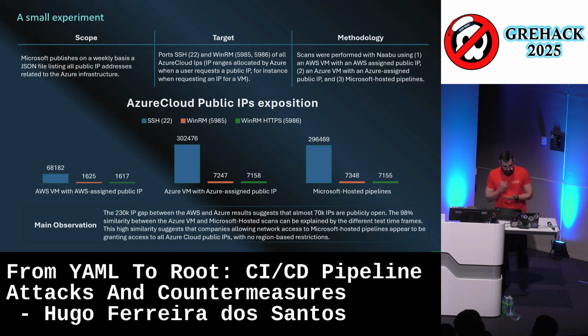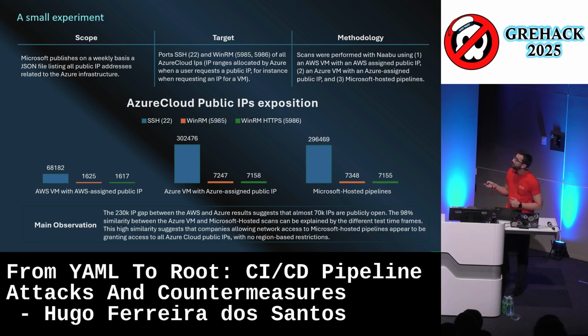In terms of network, we also tried to see what we can reach using a Microsoft hosted pipeline. Are there some limitations, some restrictions? So Microsoft is publishing every week a JSON file with all the public IPs that they are using. So every time you are in Azure and you ask for a public IP, your public IP will also be inside the IP ranges in this file. So those are all the public IPs that Azure has and can provide to the users. Also, here you have the public IPs of all the Azure assets from the backend infrastructure.